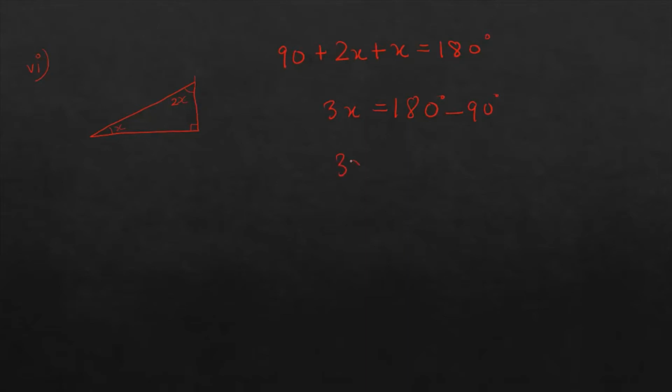So 3x is equals to 90 degrees. X is equals to 30 degrees. So we can say that the value of this angle is 30 degrees. That's what we have to find. Okay, we have to find the value of x. But here we are going to say that this 2x is equals to 2 into 30 is equals to 60.